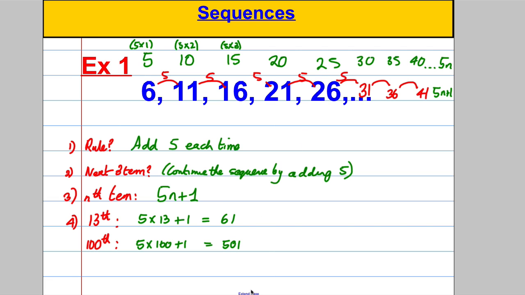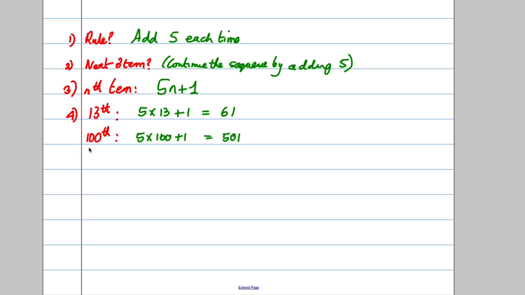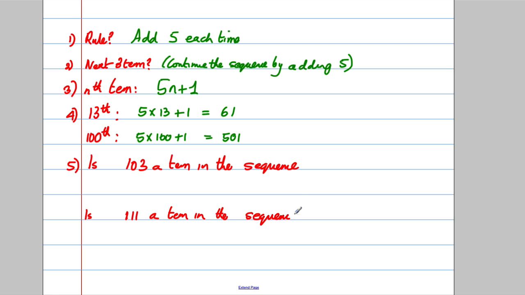The very last thing you could be asked, they might ask you a question along the lines of, let's say, is 103 a term in the sequence, and they might ask you, is something like 111 a term in the sequence. So they would ask you whether those are in the sequence or not.